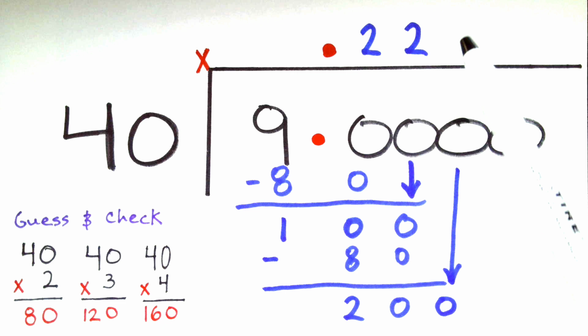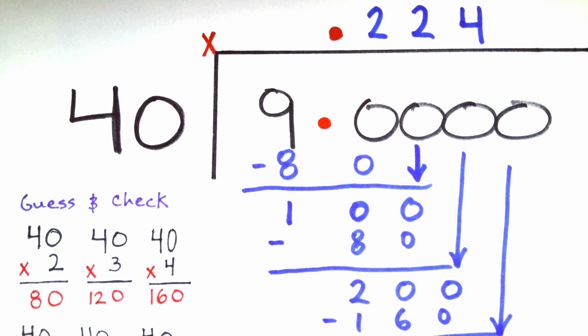Don't forget, before you can put a number above the divisor bar, you got to bring down this next digit. Just happens to be a 0. Turns that 20 into 200, right? So, what gets me closest to 200 without going over? 40 times blank gets me closest to 200 without going over.